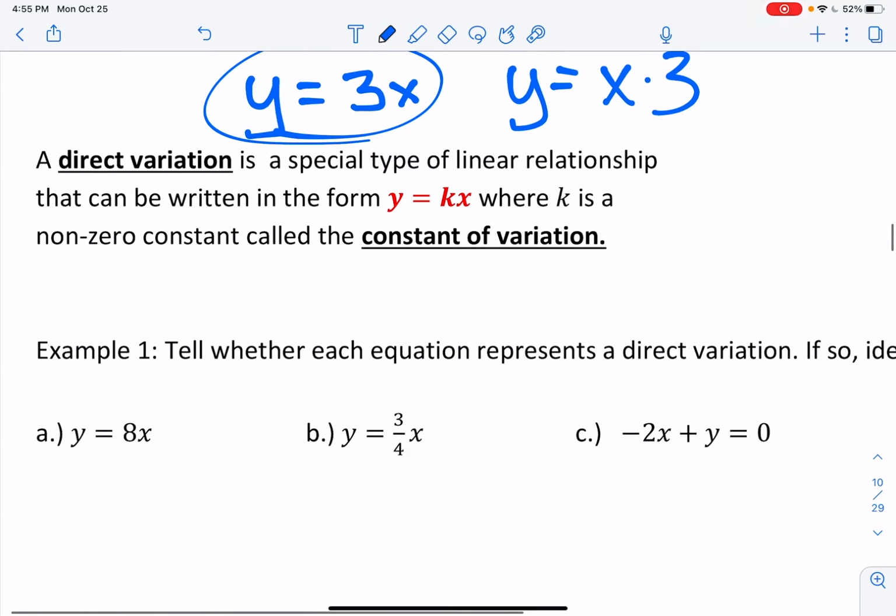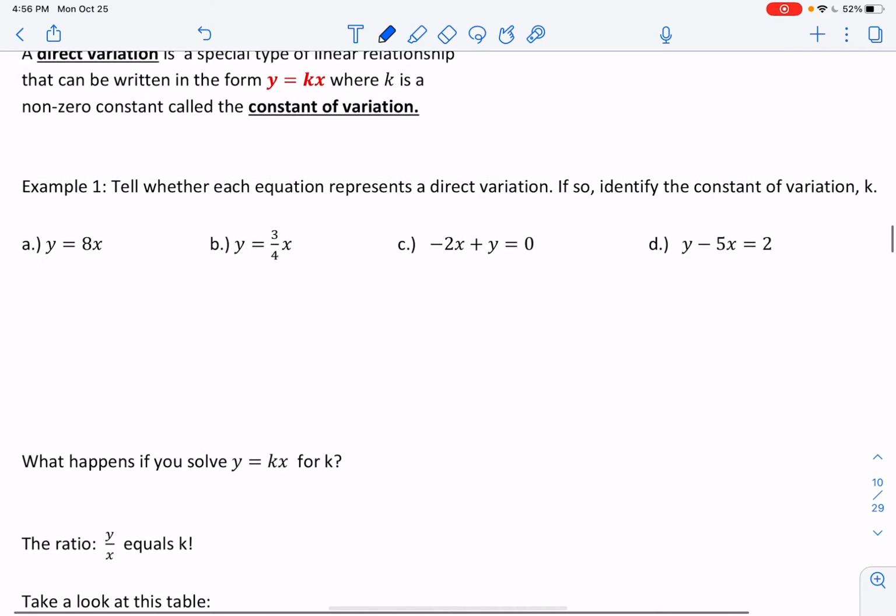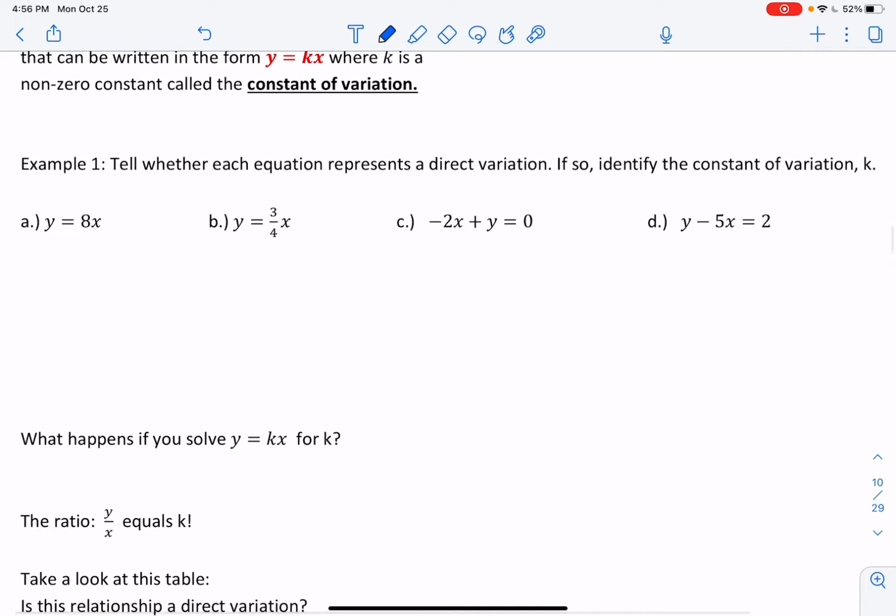A direct variation is a special type of linear relationship, as I mentioned earlier. It's written in the form y equals kx, where k is what we call the constant of variation, and k cannot be 0. So, for example, the first 5 on your homework are going to look like this. It's going to say, tell whether each equation represents a direct variation. If so, identify the constant of variation.